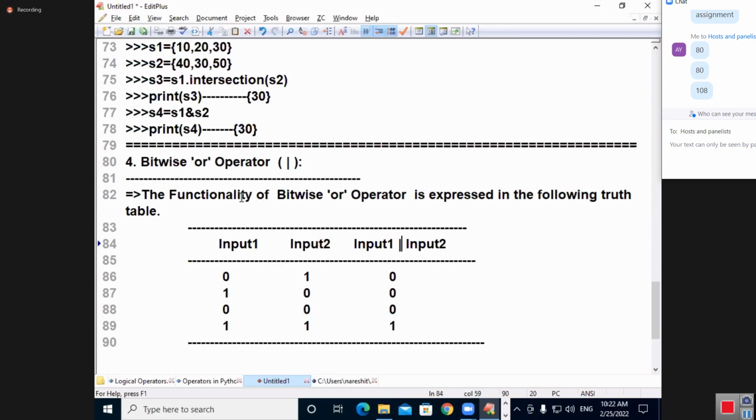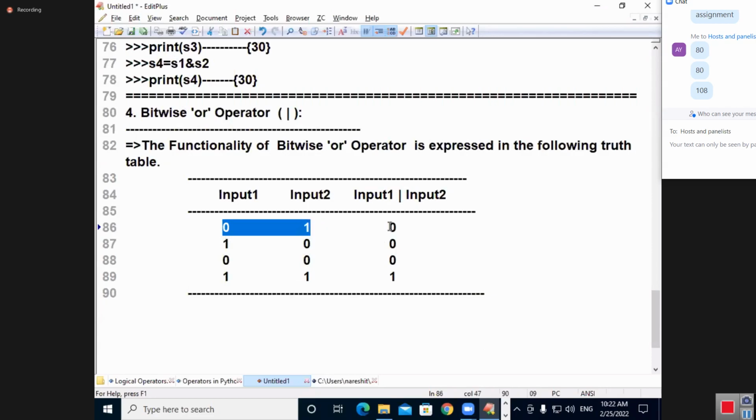OR means any one of the bits is 1, the result is 1. Both the bits are 0, the result is 0. 0 or 1, 1. 1 or 0, 1. 0 or 0, 0. 1 or 1, 1. Some of you are saying 1 or 1 is 2.